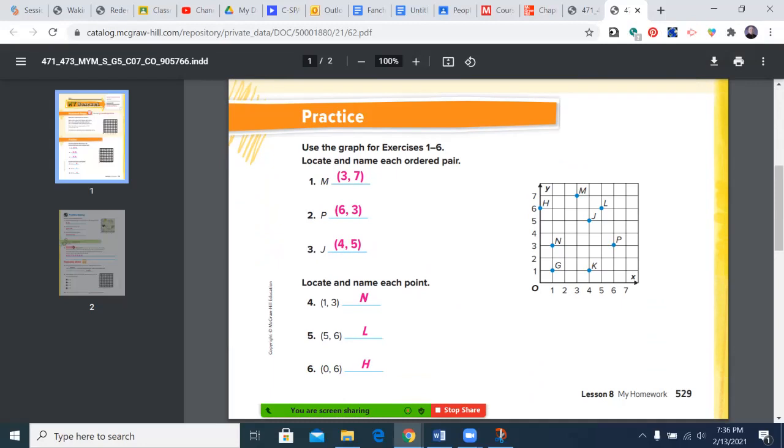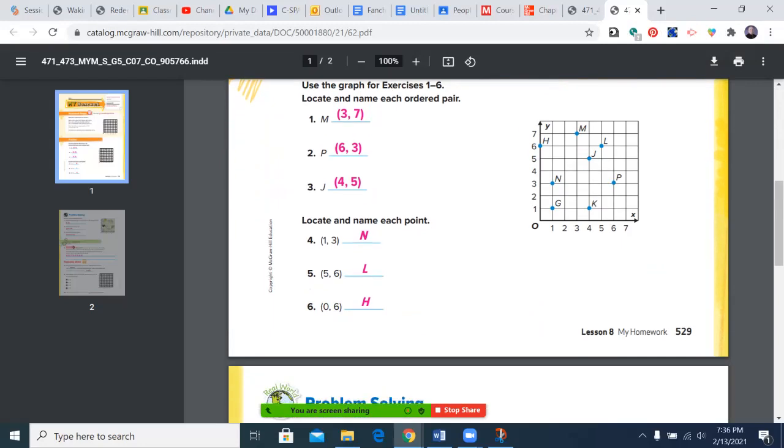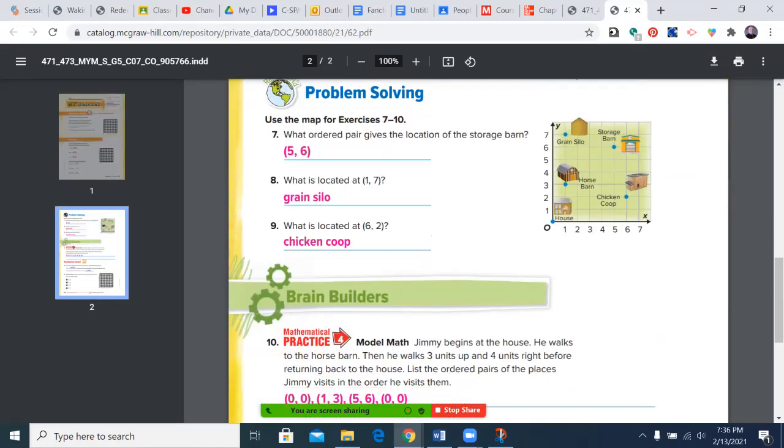P was at 6 over and 3 up. J was at 4 over and 5 up. If I went to 1 over and 3 up, it was N. 5 over and 6 up was L. And 0 over but 6 up was H. Remember to write these with parentheses and a comma in between the numbers.